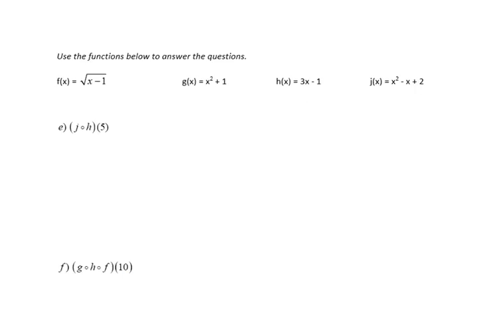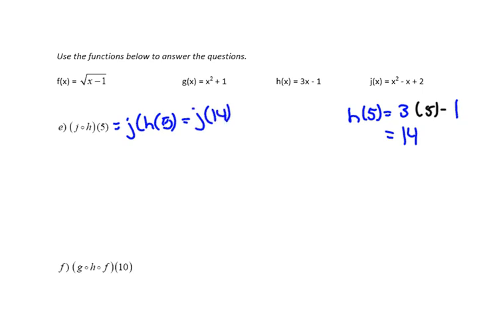Now, we're going to substitute numbers in, but we're going to use the exact same definition for this. So, I'm going to rewrite. Now, what is going to be the inner function for this? This is going to be h of 5. So I'm going to go to the h function first and plug in 5 for x. So 3 times 5 is 15 minus 1 is 14. So h of 5 is 14.